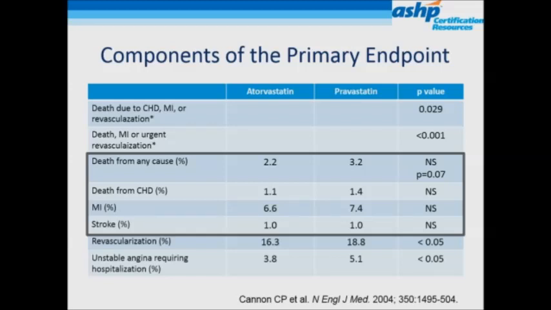If we look at the actual data, I'd argue that they shouldn't have stopped the trial. Because, yeah, death is going in the right direction, but they didn't meet statistical significance. The death from coronary events didn't meet significance. The MI looks good, it's in the right direction, but didn't meet statistical significance. The strokes didn't meet significance. But revascularization and hospitalization for unstable angina, that was the only statistical benefit they had.